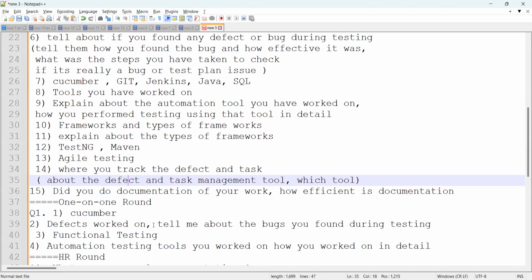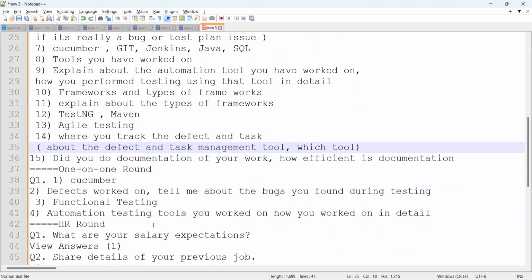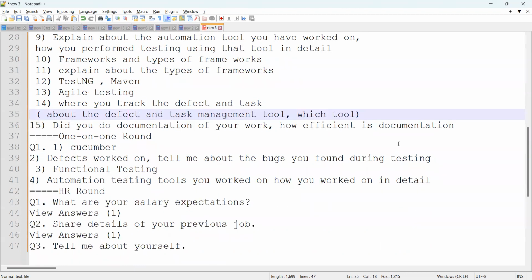Once you are done with this round, HR will call you for the next round. That is again a one-to-one round. In the next round, the interviewer will ask you about Cucumber, if you have answered about Cucumber in your previous round. The interviewer would be a senior guy, or he might be the lead or manager. So he might ask you about the Cucumber specific things.